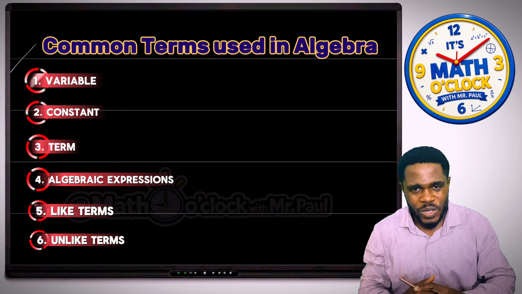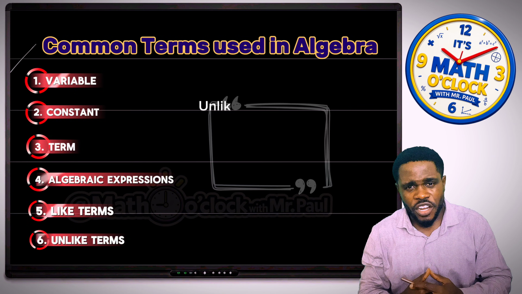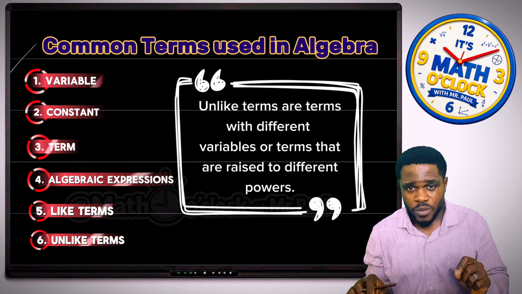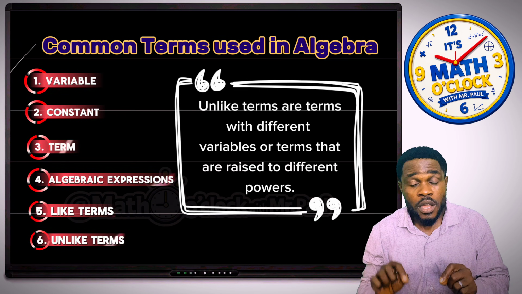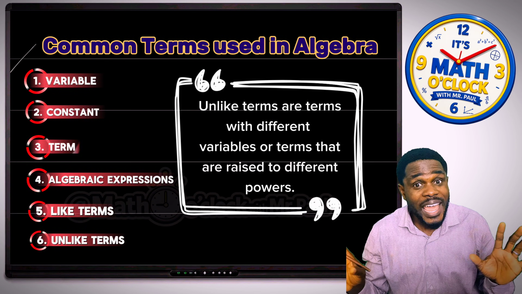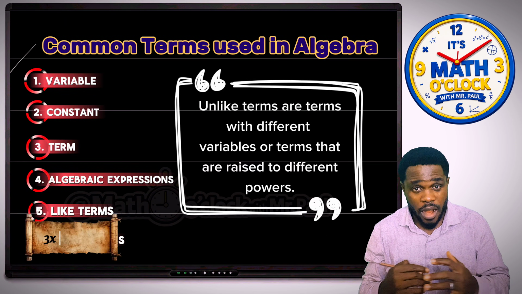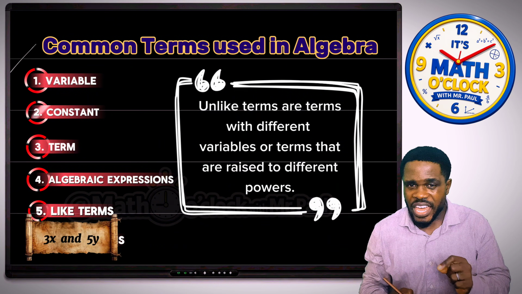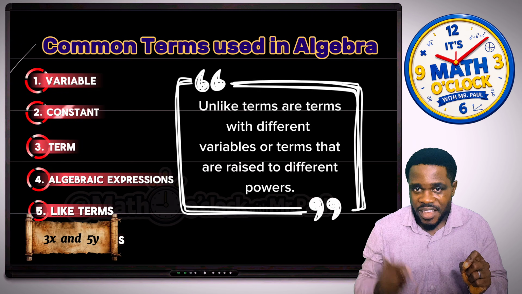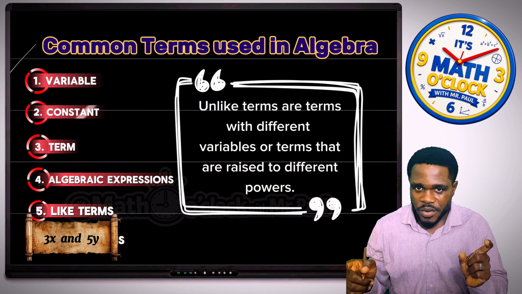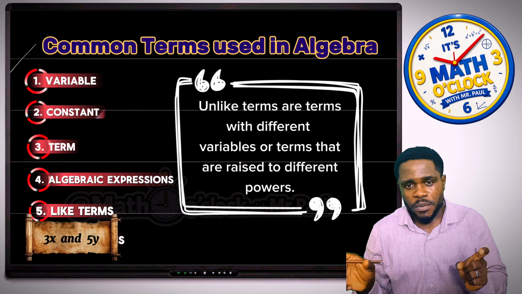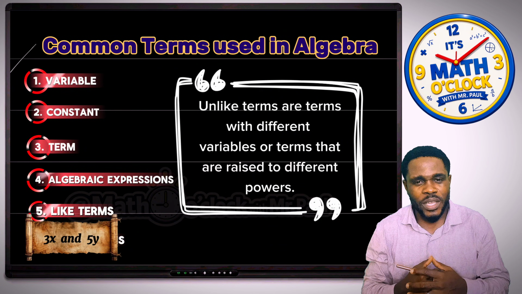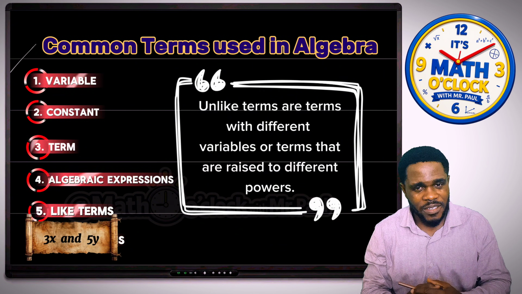What are unlike terms? Unlike terms are terms with different variables, or they are terms that are raised to different powers. For example, if I have 3x and 5y, you see that the variables there are different. X is the variable in 3x, y is the variable in 5y. They are different. That's what we call unlike terms.